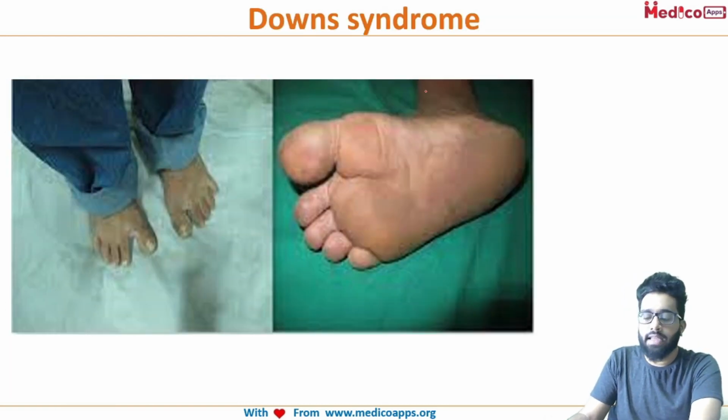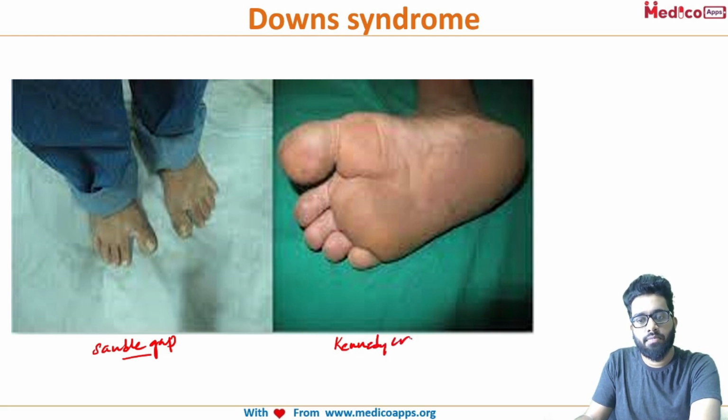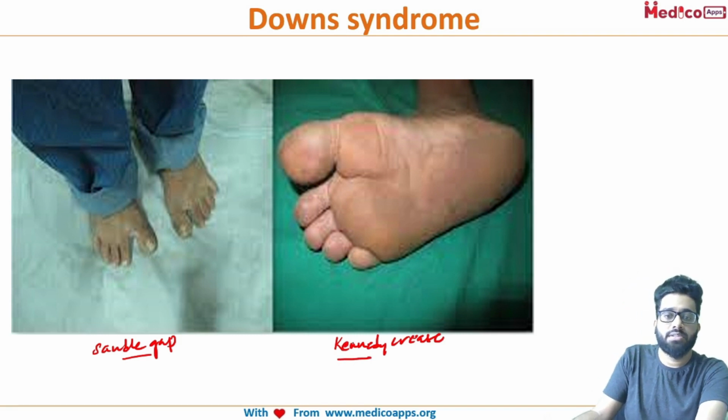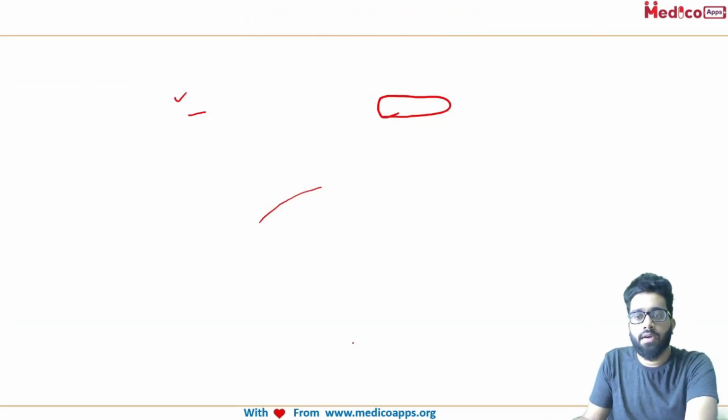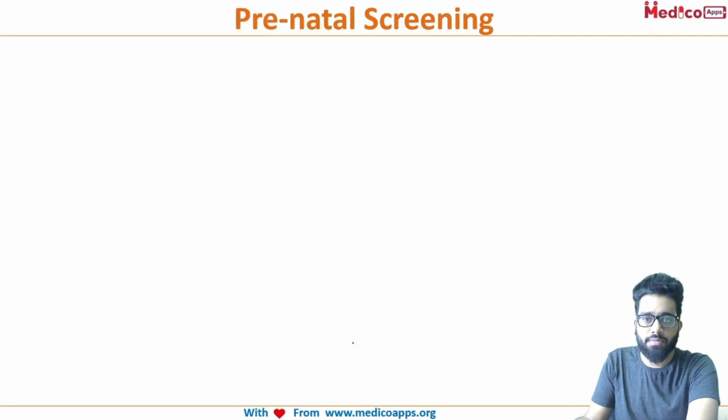Okay, then this is the sandal gap we have discussed. This is sandal gap. And can you guess what is this crease in the foot, in the sole? So this is called Kennedy crease. This is also seen in Down syndrome, but less commonly. So we have simian crease, we have Sydney line, and also Kennedy crease and sandal gap along with it. So these are some characteristic features of Down syndrome.